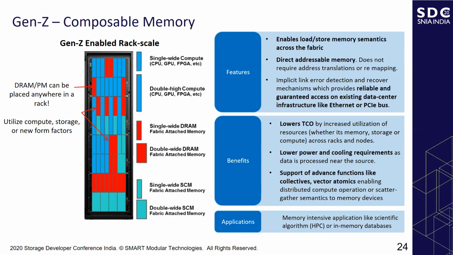So to summarize, some of the key benefits of the Gen Z composable memory include lowering the total cost of ownership by increasing utilization of resources, whether it's memory, storage, or compute, across racks and nodes. Lowering the power and cooling requirements as data is processed near the source. And lastly, providing support for advanced functions like collectives and vector atomics, which enable distributed computing operation.